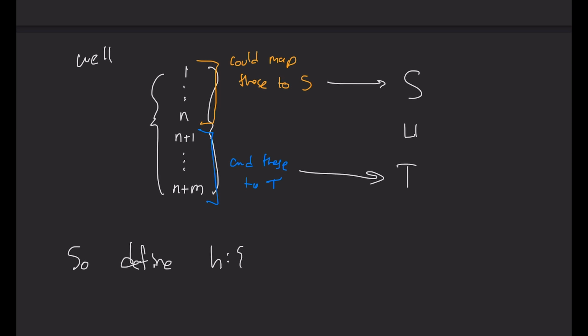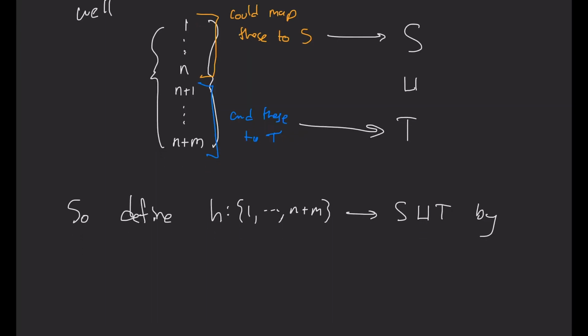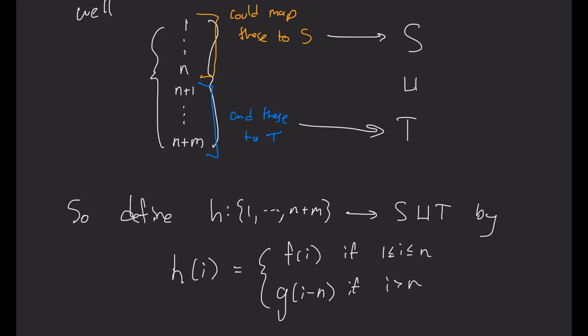Okay, so here's what I'm going to do. Let's define h that maps 1 to n plus m to S union T. And I'm going to define that by saying h of i is either f of i if i is between 1 and n, so if that's the first n numbers, and it's going to be g of i minus n if i is larger than n. So in other words, those last m numbers.